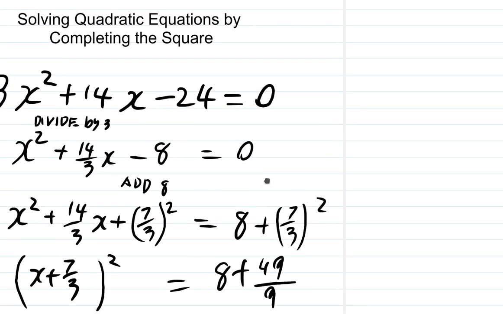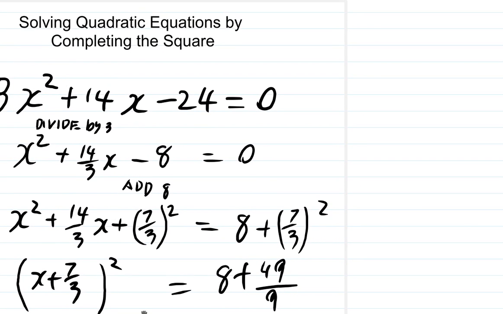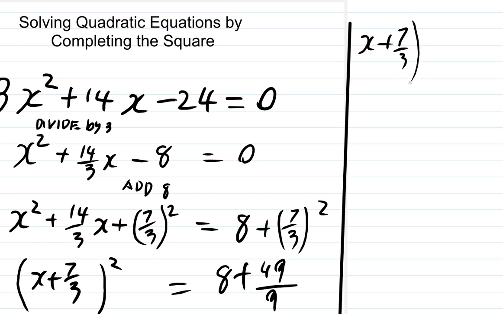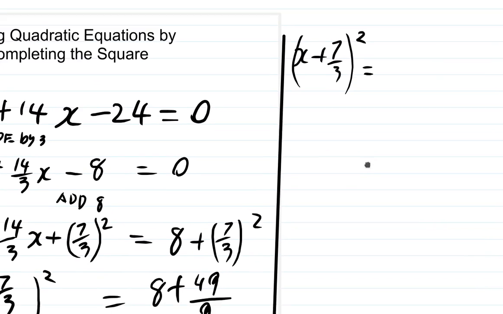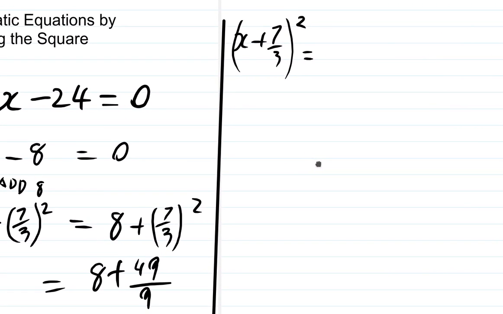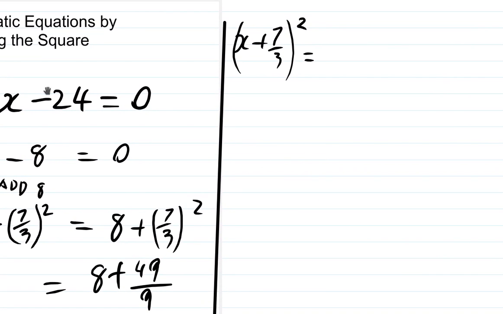Now, let me draw a line to divide the work over here. What do you have here? Is x plus 7 thirds squared equal? Now you're going to have to use your knowledge of fractions to deal with the 8 plus 49 over 9 part.